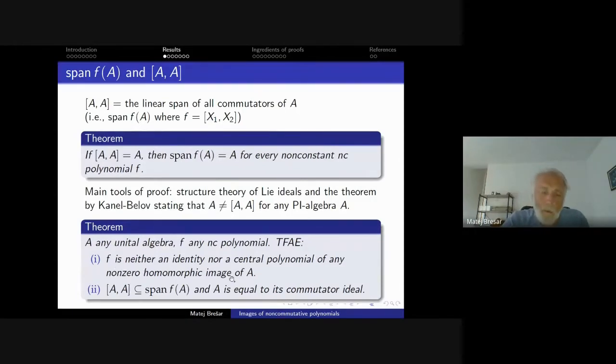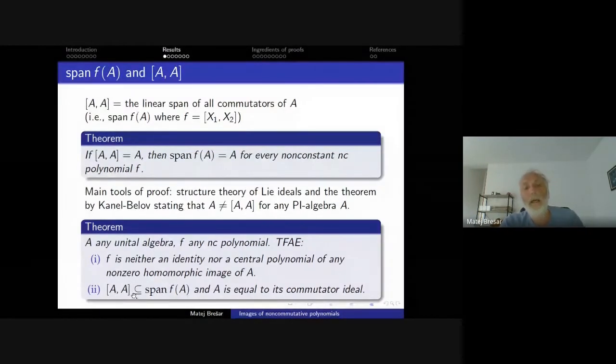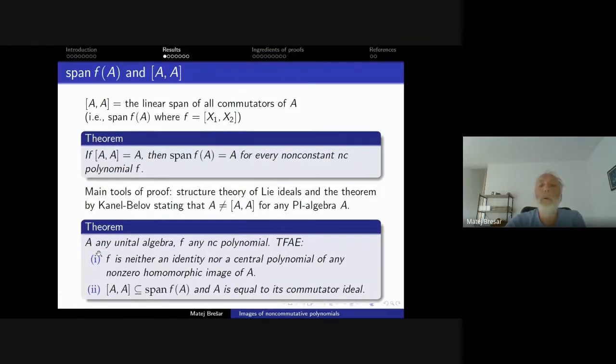And, well, you can see that for algebras which are equal to their commutator ideal, this condition that this span contains all commutators is equivalent to the condition that F is neither an identity nor a central polynomial of any non-zero homomorphic image of the algebra.